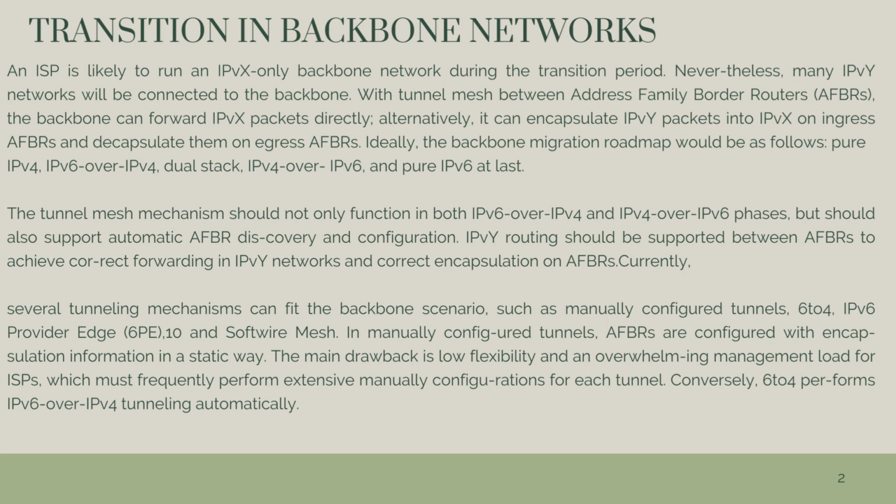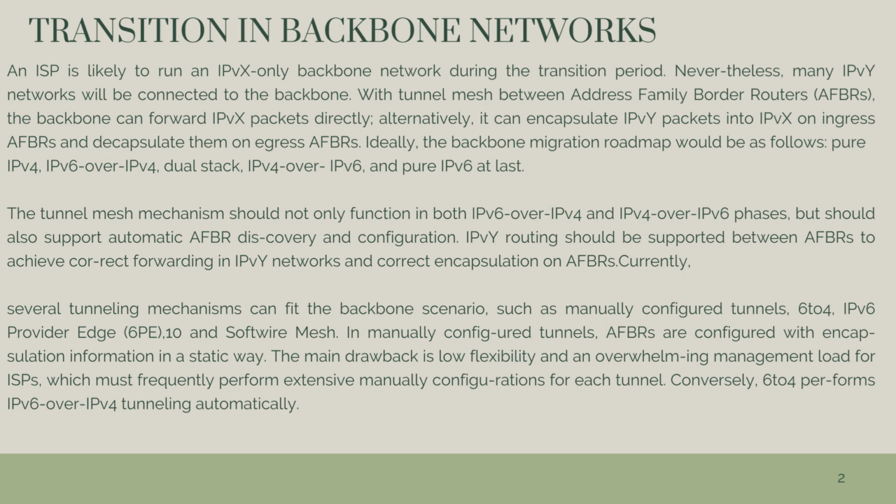The tunnel mesh mechanism should not only function in both IPv6 over IPv4 and IPv4 over IPv6 cases, but should also support automatic discovery and configuration. IPv4 routing should be supported between AFBRs to achieve correct forwarding in the IPv4 network and correct encapsulation on AFBRs. Currently, several tunneling mechanisms can fit the backbone scenario, such as manually configured tunnels for IPv6, where the tunnel mesh is manually configured.